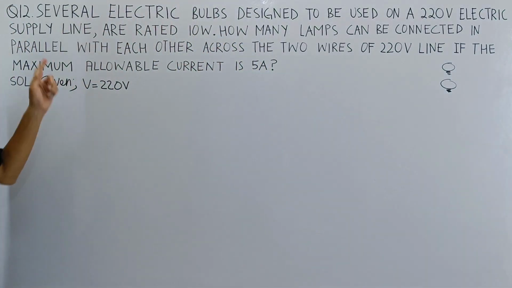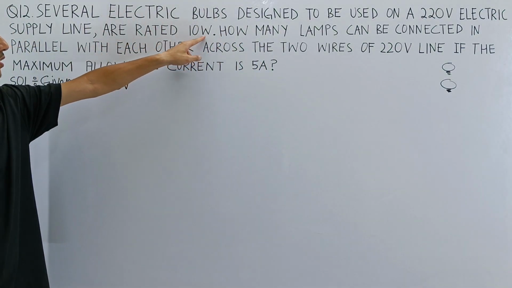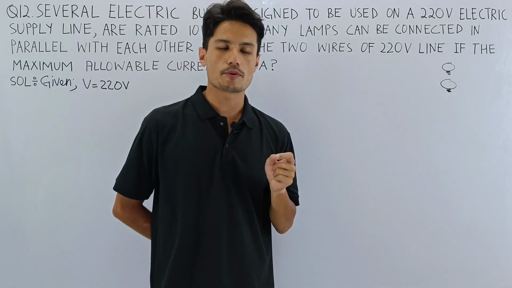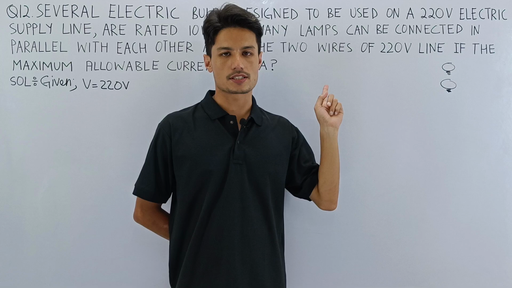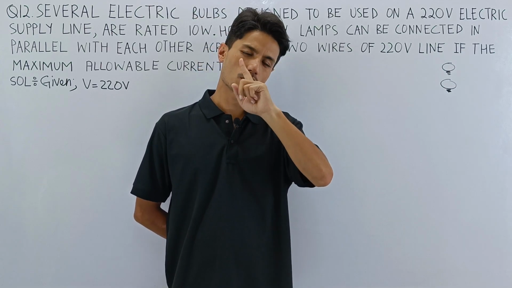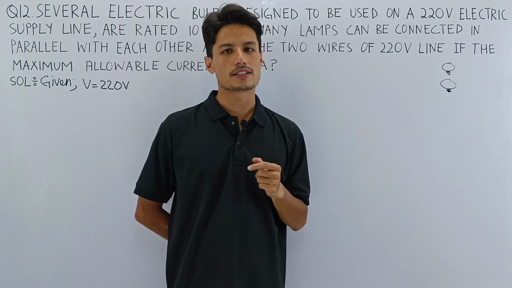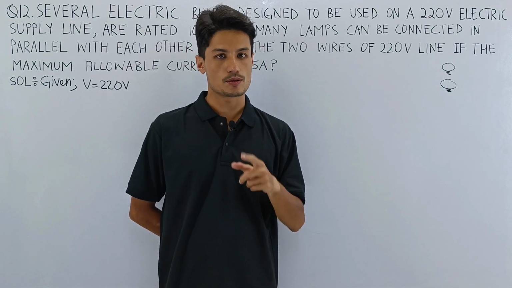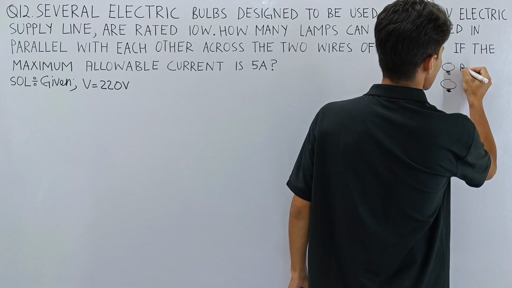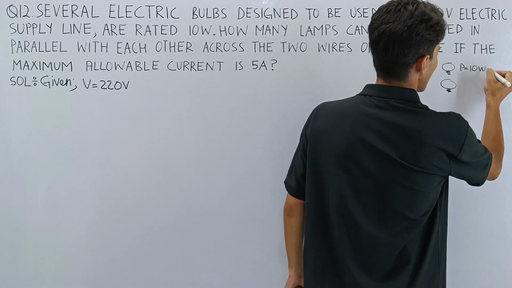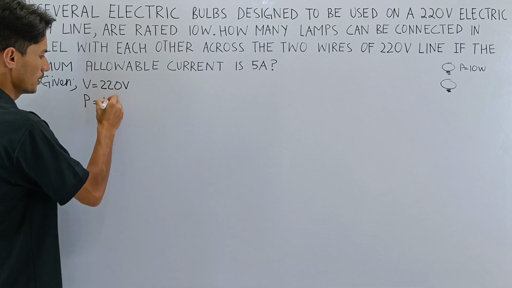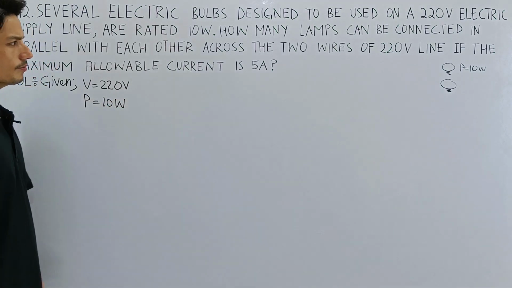So, are rated 10 watts. So, what is this 10 watts? Anybody who will tell me what is 10 watt? What is this? This is watt. Which quantity has watt as its unit? The answer is yes, power. So the power of the bulb is given to you. Power is 10 watt. So power is given to us, 10 watts.